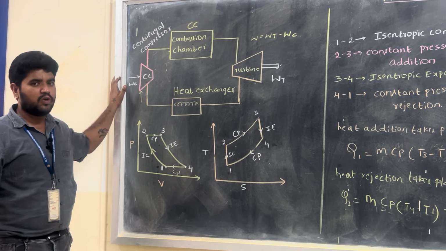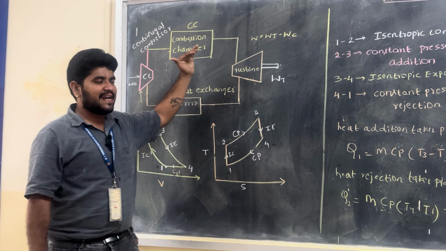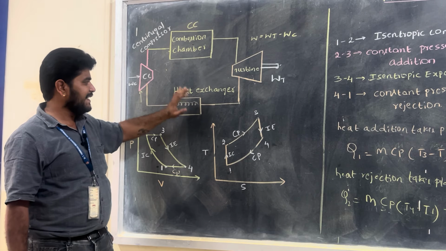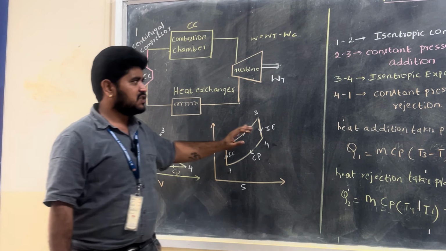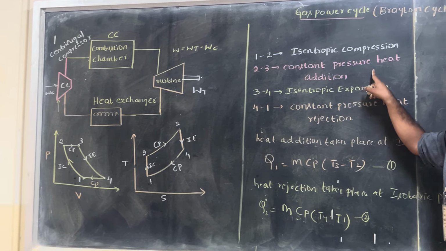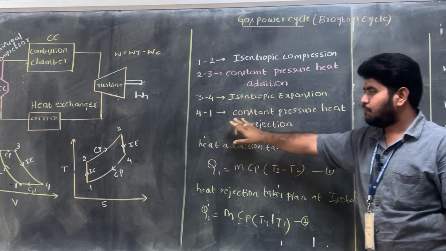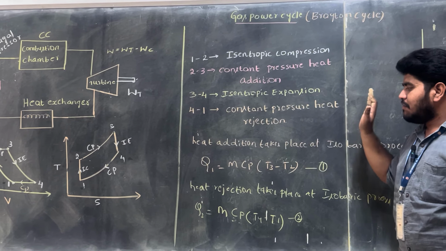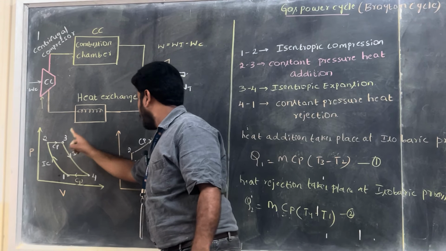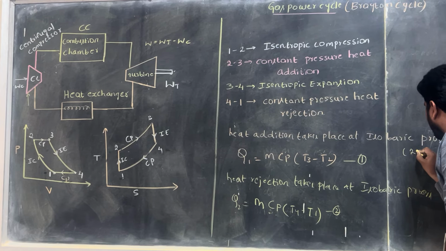So you should know the importance of the compressor and turbine, which do work here, whereas heat addition takes place in the combustion chamber and heat rejection takes place here. To summarize, 1 to 2 is isentropic compression, 2 to 3 is constant pressure heat addition, 3 to 4 is isentropic expansion, and 4 to 1 is constant pressure heat rejection. The heat addition takes place in the process 2 to 3, an isobaric process.